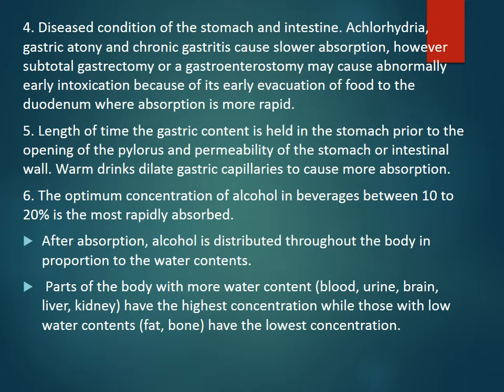Okay? The length of time the gastric content is held in the stomach prior to the opening of the pylorus and permeability of the stomach or intestinal wall. Warm drinks dilate gastric capillaries to cause more absorption. Okay? The optimum concentration of alcohol in beverage between 10 to 20% is the most rapidly absorbed. After absorption, alcohol is distributed throughout the body in proportion to the water contents. And then, parts of the body with more water content like blood, urine, brain, liver, kidney, and etc.